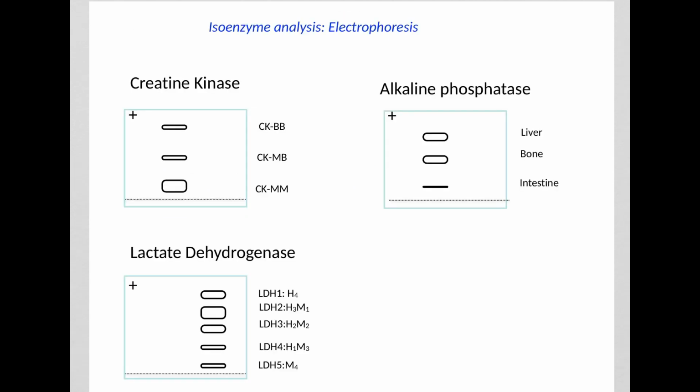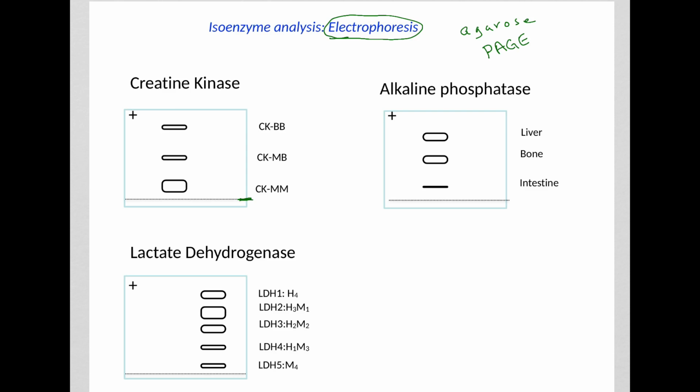Because of their slight structural variations, these isoenzymes can be separated quite well by a technique called electrophoresis, where we apply a sample on a gel. In the clinical lab, the gel that we use most often is agarose. Of course, in research and more specialized labs, they also use polyacrylamide or PAGE. But agarose is commonly used in most hospital labs.